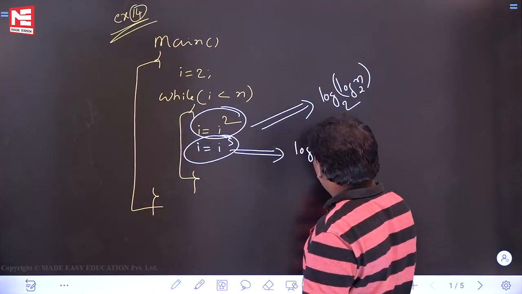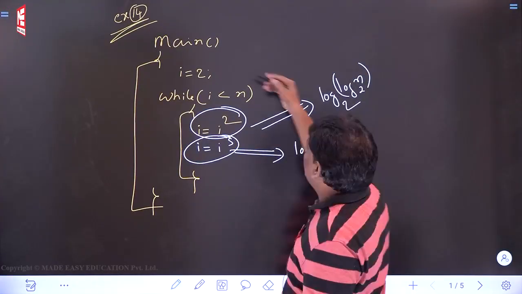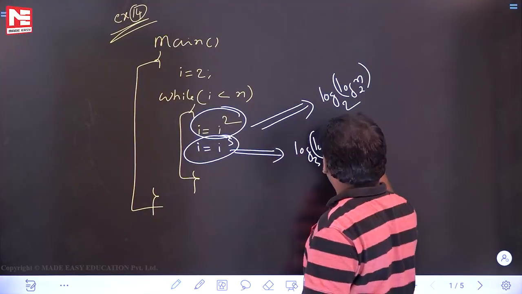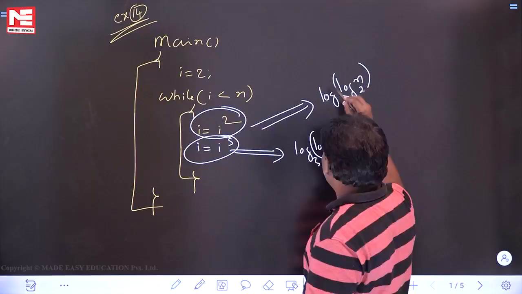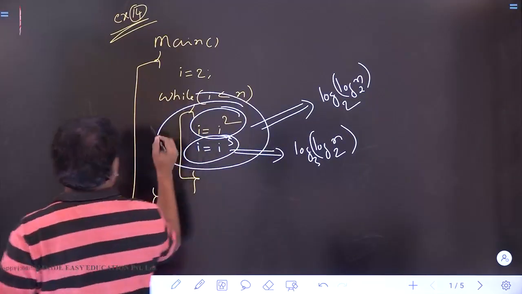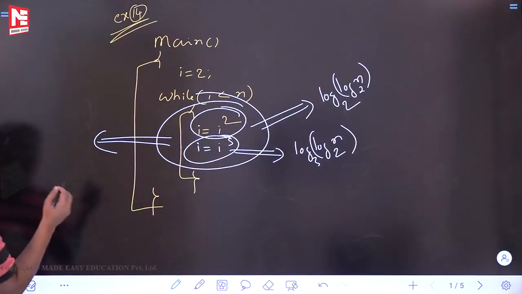Log of log n base 2. First one is the inner side. This one is going to be outer. Only first one, this is the answer. Only second one, this is the answer. Some people are asking, combinedly what is the answer? See the combined answer. Interesting one.